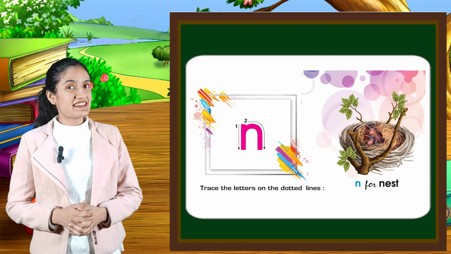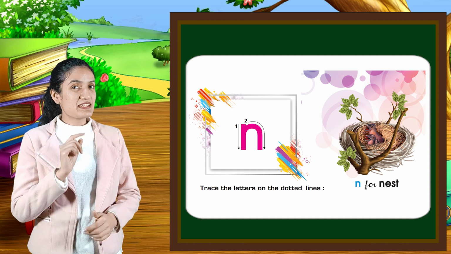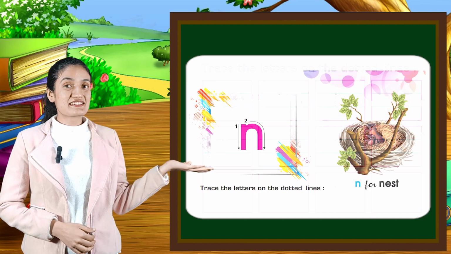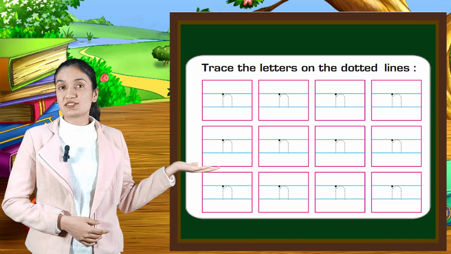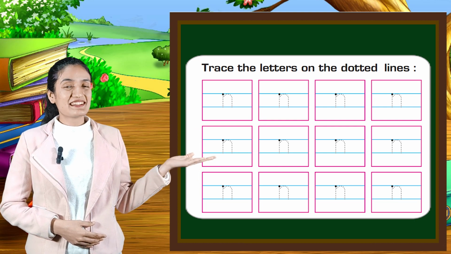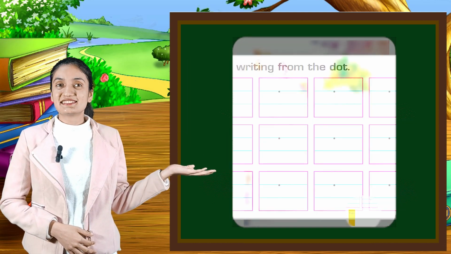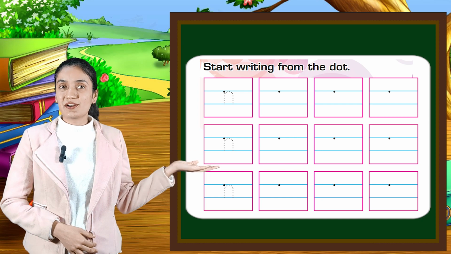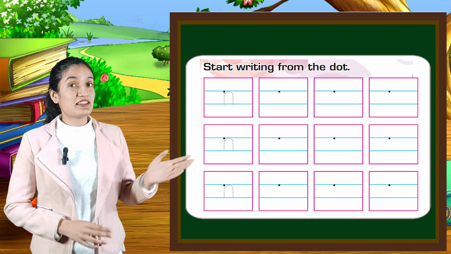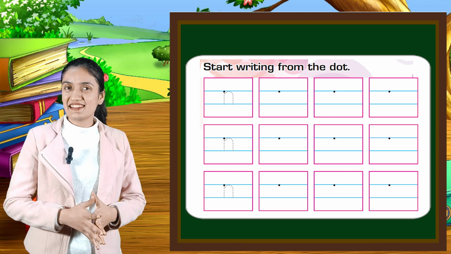Next letter is N. N for nest. Kids, आपने कभी nest देखा है? Good. How to draw a nest? Trace the letters on the dotted lines. इन dots को join करो और N बनाएं. Mention the date here. Start writing from the dot. Here you can see the dot and start writing N and you will learn how to draw N.